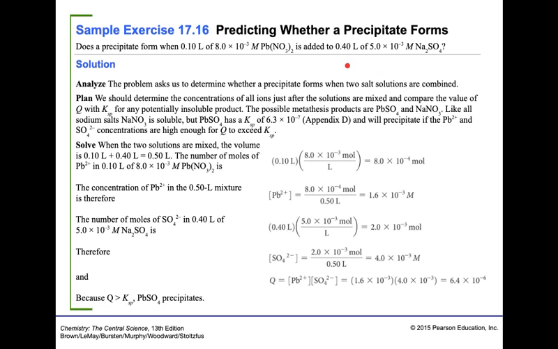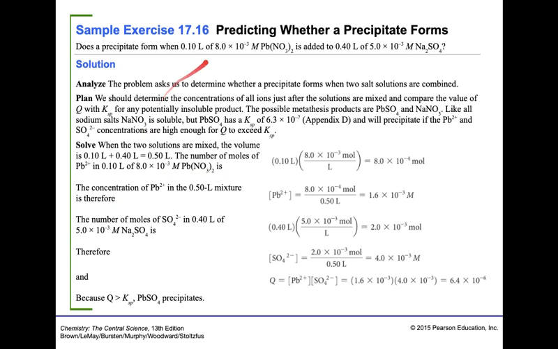So you're going to be looking for a Ksp value, because sodium nitrate is soluble. You should know that because nitrates are soluble, and so are all sodium salts. But lead sulfate has a Ksp because it's not necessarily a strong electrolyte. It doesn't follow the solubility rules per se, but it will have a little bit of solubility. It's going to precipitate if the lead and sulfate concentrations are high enough for Q to exceed Ksp.